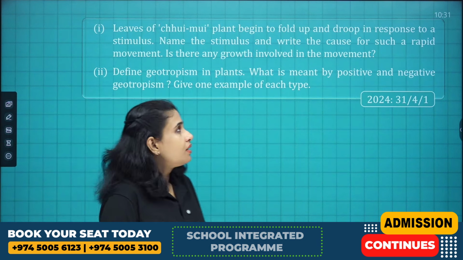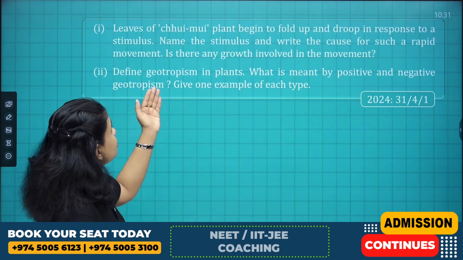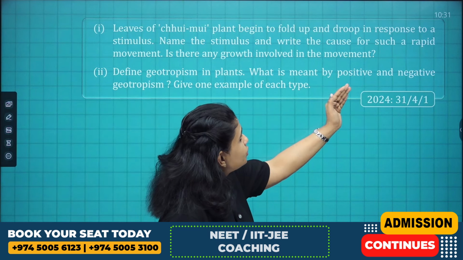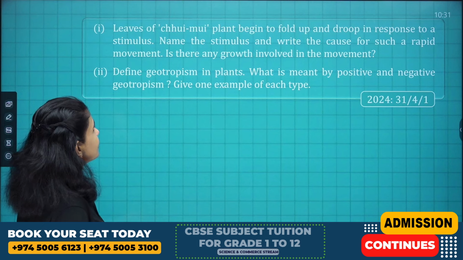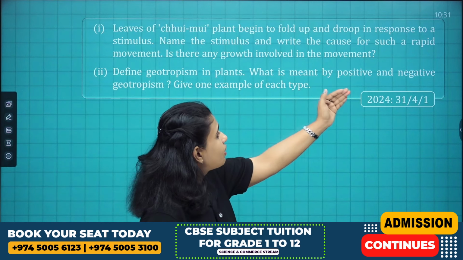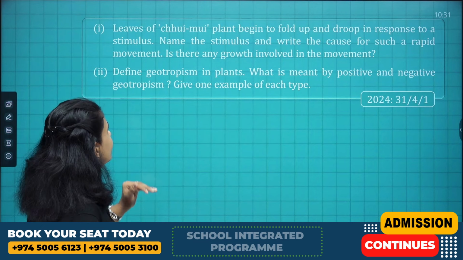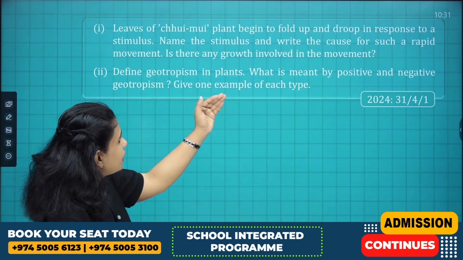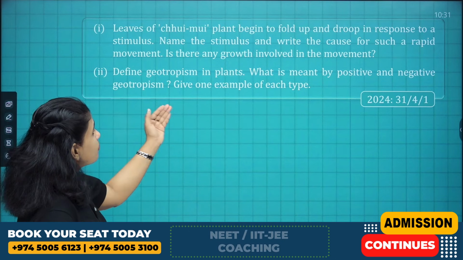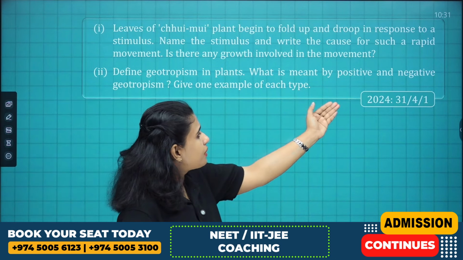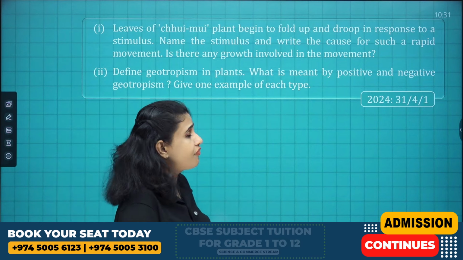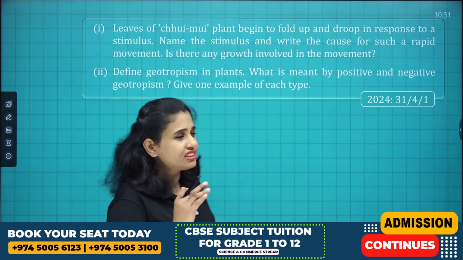Next question. Leaves of chumi plant begin to fold up and droop in response to a stimulus. Name the stimulus and write the cause for such a rapid movement. Is there any growth involved in the movement? Define geotropism in plants. What is meant by positive and negative geotropism? Give an example of each type. So let us see the first question.